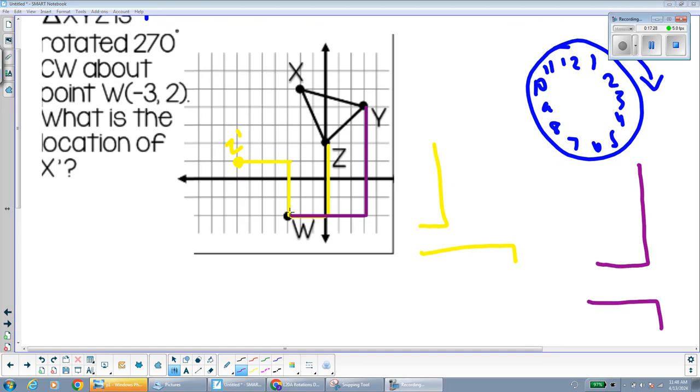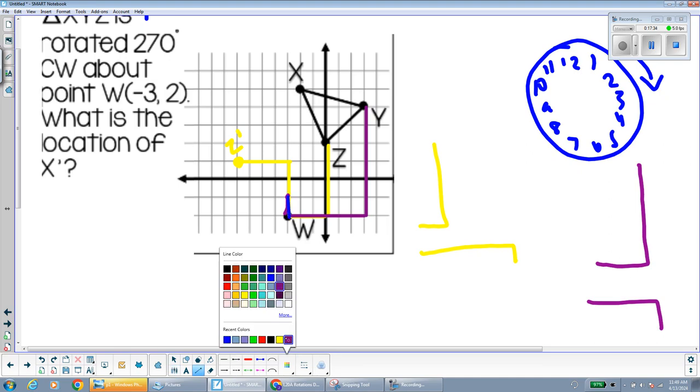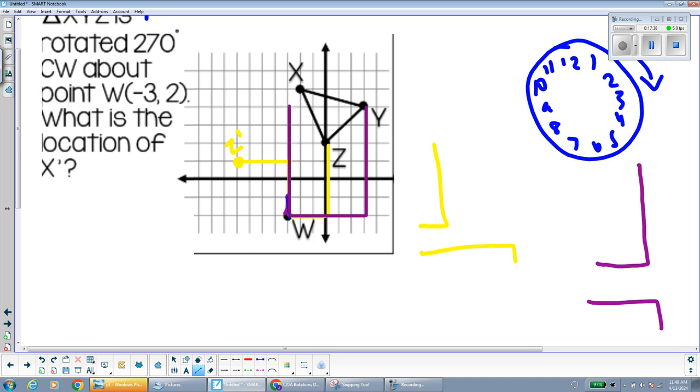So starting at our center, 1, oops, I don't have my line. Oh no, I wanted the same color. 1, 2, 3, 4, 5, 6. 1, 2, 3, 4, 5, 6. And that is the point Y prime.